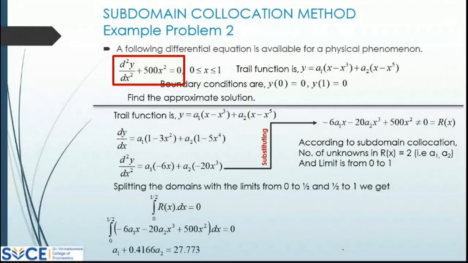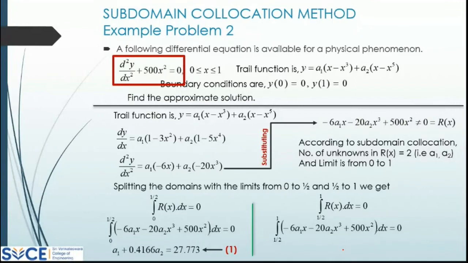So the first term is over. Second, what am I going to do? I am going to integrate from 1 by 2 to 1. So I am splitting into 2: 0 to 1 by 2, now 1 by 2 to 1. Since we have two unknowns, let me substitute it accordingly. Whatever the integration is, integrate it. The integration is the same, only thing is I have to apply the limit.